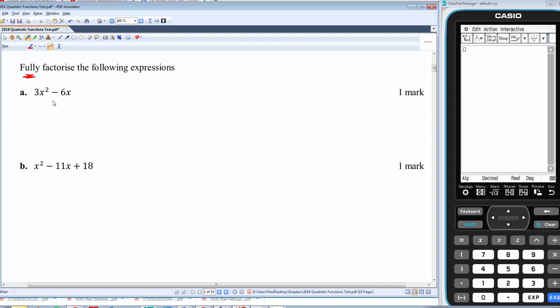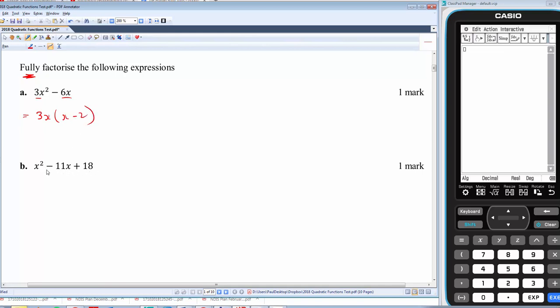So looking at this two-term expression here, what we'd be looking at is the highest common factor of this and this. So we note that 3 goes into 6, so we're going to pull out 3. Both terms have x in them, so we're going to go 3x(x - 2).